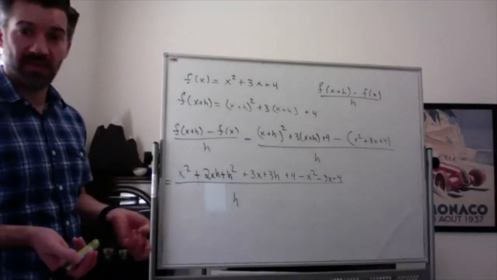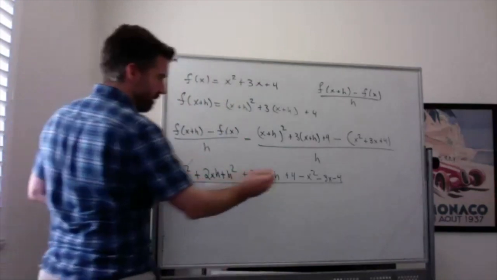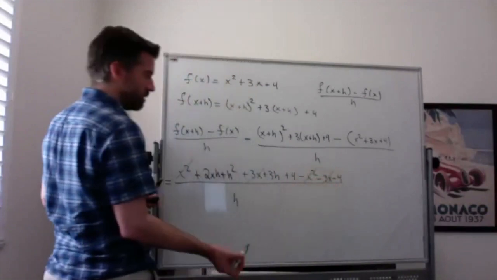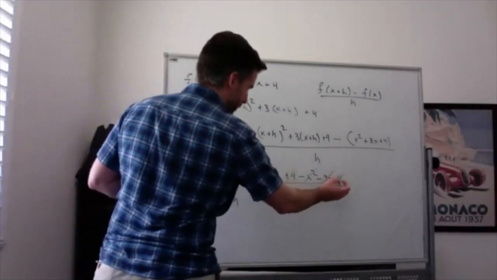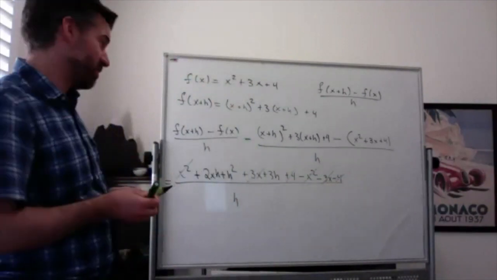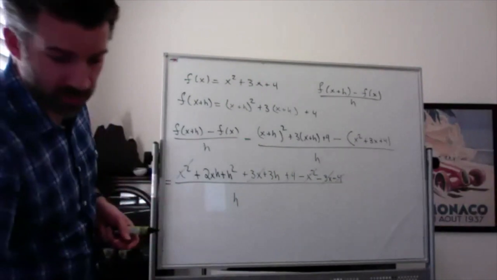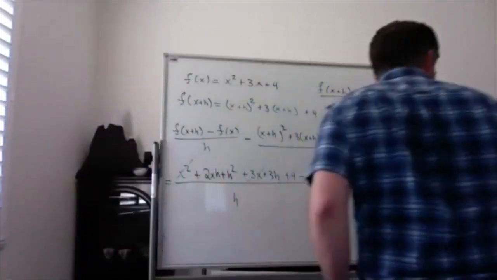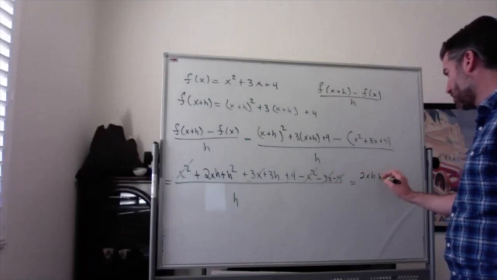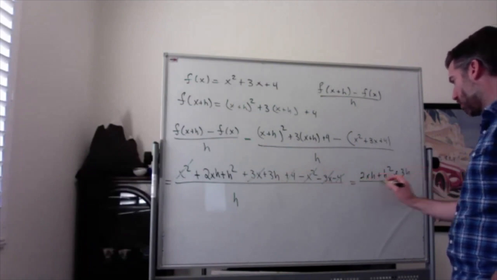So now we can see that the things that don't have an h are going to end up canceling. X squared and minus x squared. 3x and minus 3x. 4 and minus 4. That's why it was especially important to make sure that we distributed the minus sign. If we didn't distribute it, then we wouldn't have things canceling like we know that they need to cancel. So then we're left with 2xh plus h squared plus 3h all over h.